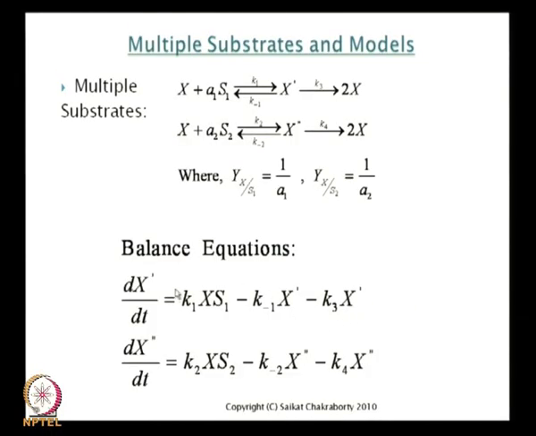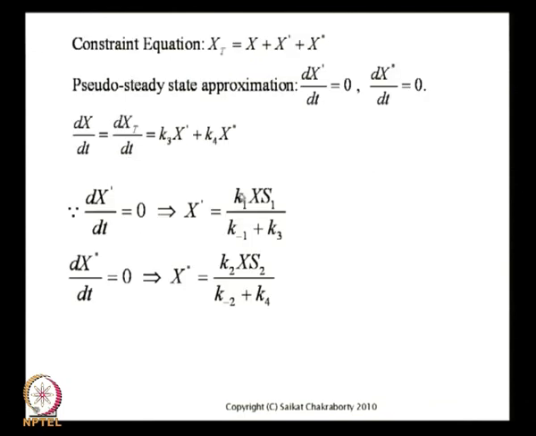So look at this. What you have is k1 x s1 minus k minus 1 x prime minus k3 x prime. So if the left hand side is 0, you can straight away express your x prime as a function of x and s1. Clear to all of you? The same thing you can do over here with x double prime. If dx double prime dt is 0, then you can express your x double prime as a function of x and s2, right?